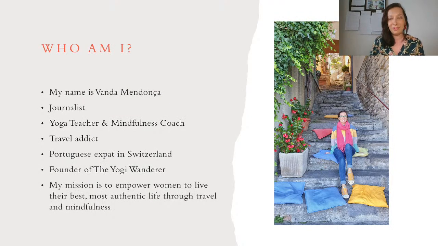So, my name is Wanda Mendonça. I'm Portuguese, born on an island of the Azores. I was born on a small island called Terceira. And since I was a little girl, I always dreamed about traveling the world, exploring the world, living in a big city. I'm from a small island, so I always wanted to live in a big city and travel the world. I studied journalism in college.